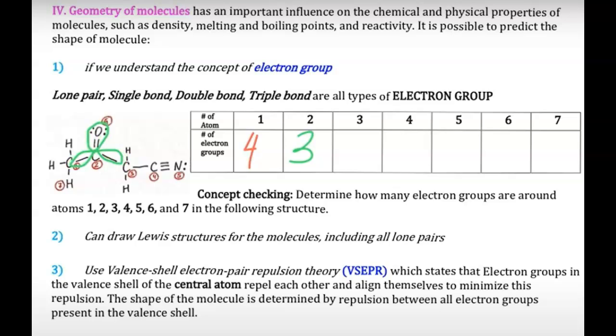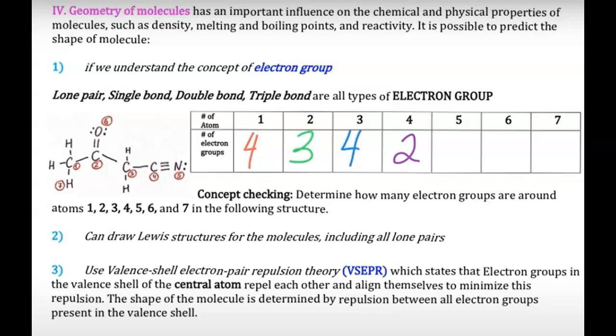Okay, now the next one. It's going to be carbon number 3. And we have to look at its bonding. It has 1, 2, 3, and 4. So it has 4 electron groups, and all of them are single bonds. And I put number 4 at section number 3. So for carbon number 4, it has 1, 2, only 2 electron groups, so I am going to put the number 2 for carbon number 4. So 2 electron groups around carbon number 4.